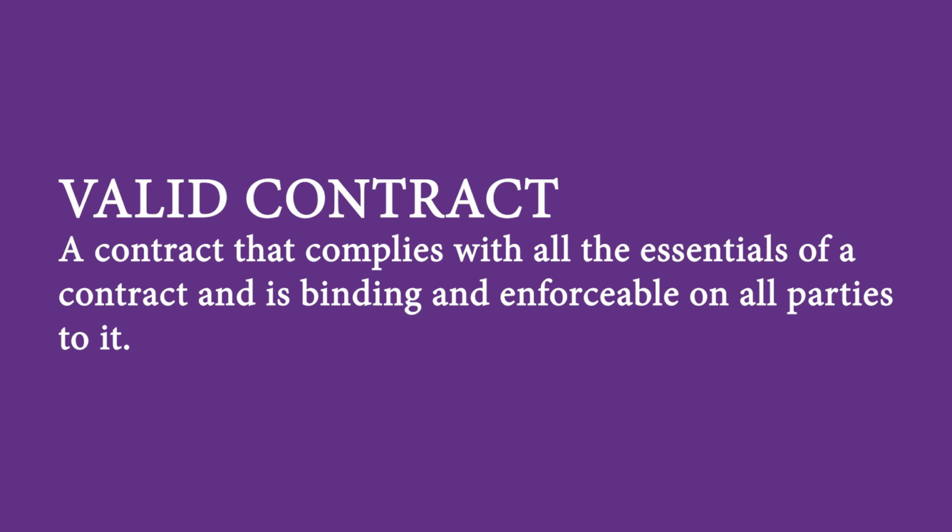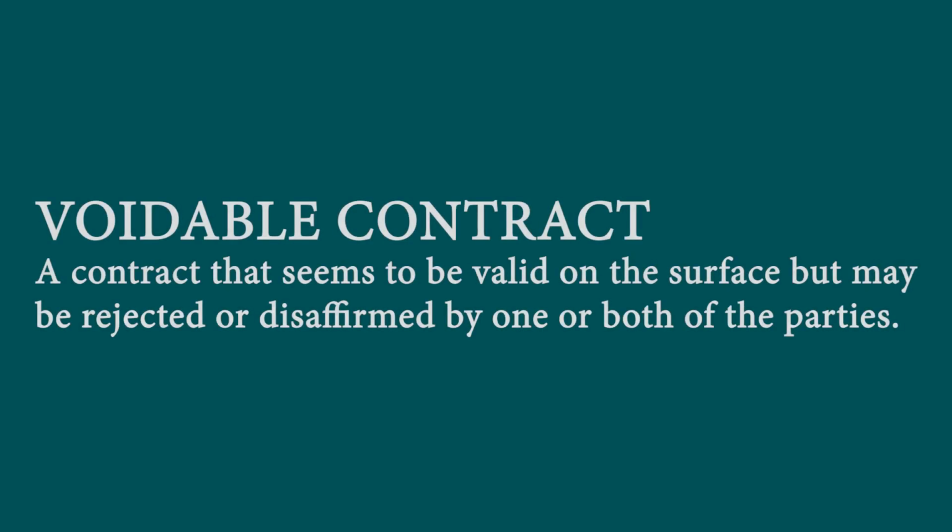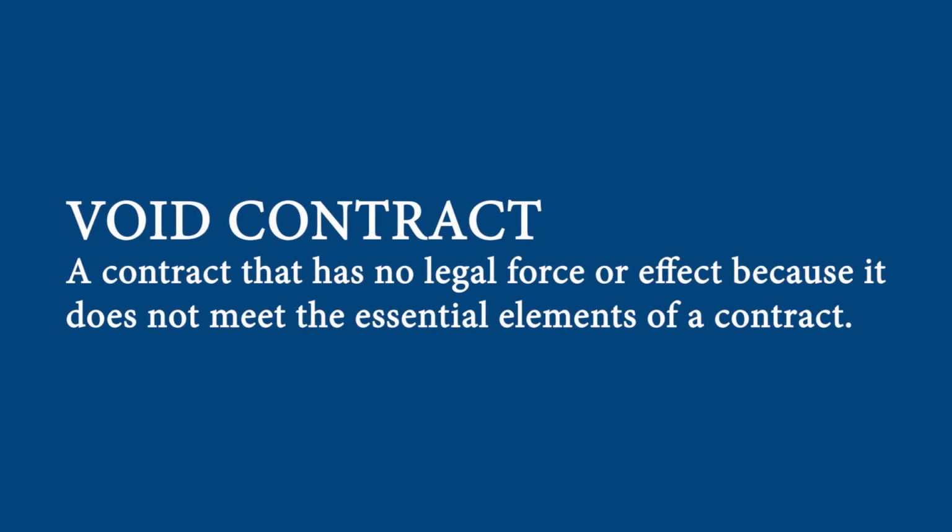Valid contract. A contract that complies with all the essentials of a contract and is binding and enforceable on all parties to it. Voidable contract. A contract that seems to be valid on the surface but may be rejected or disaffirmed by one or both of the parties. Void contract. A contract that has no legal force or effect because it does not meet the essential elements of a contract.